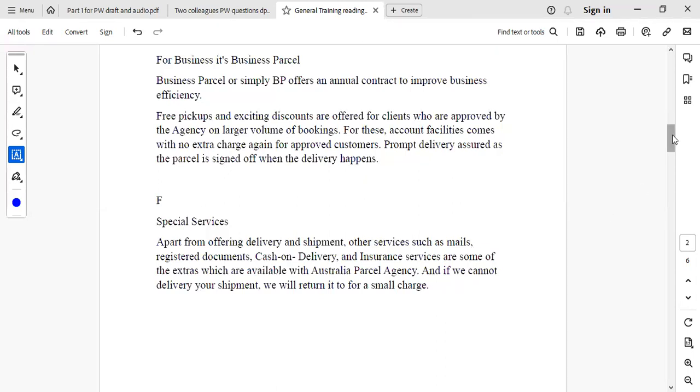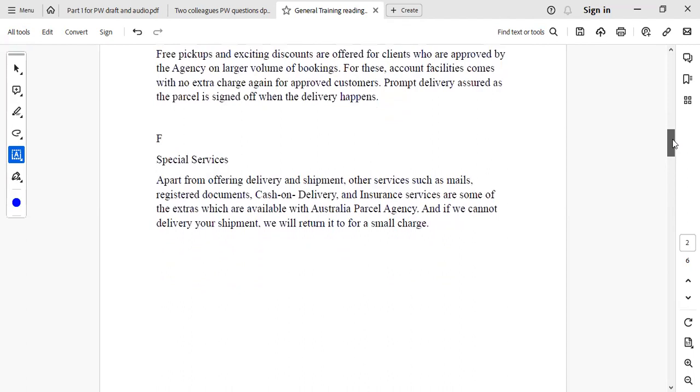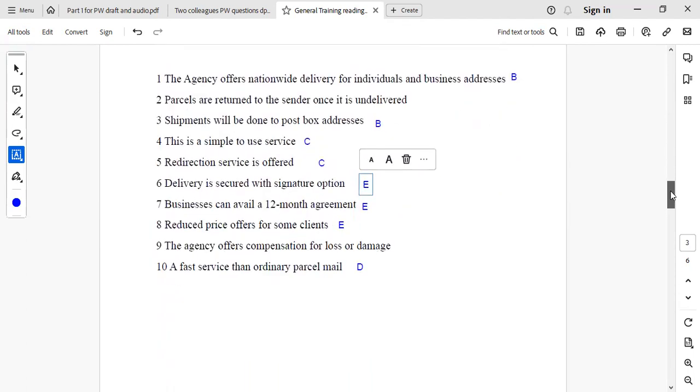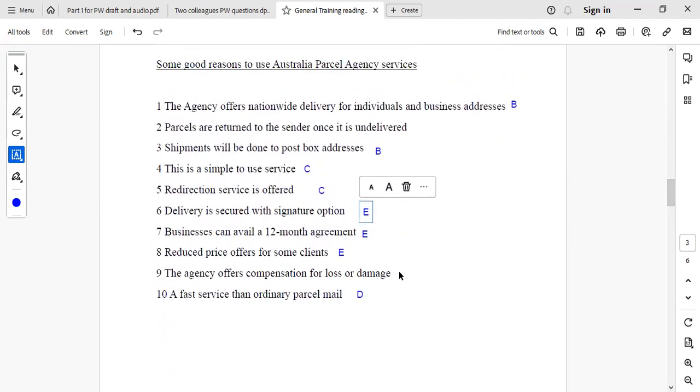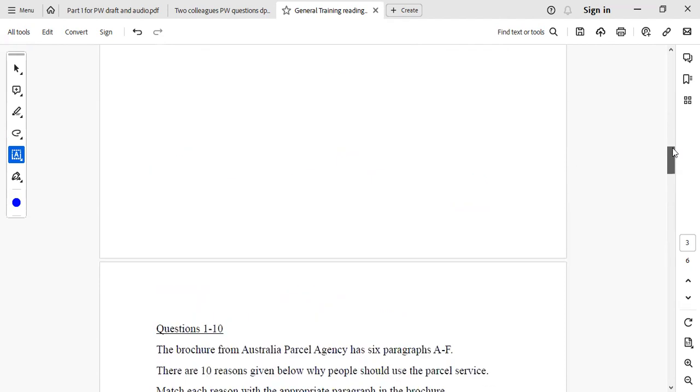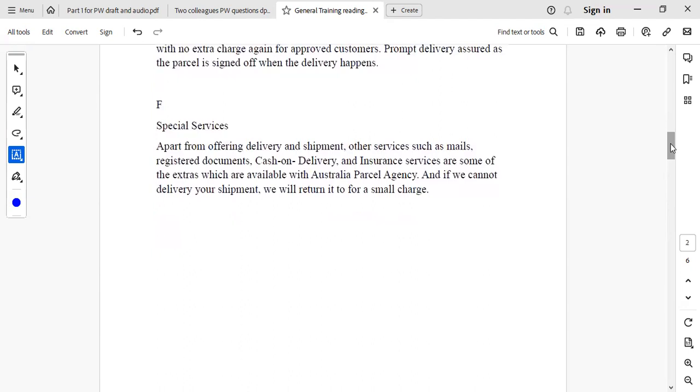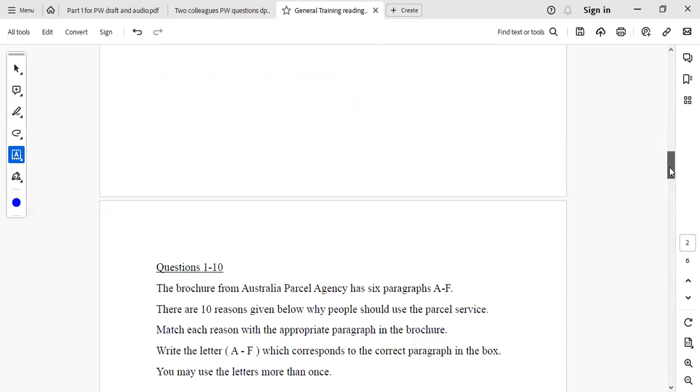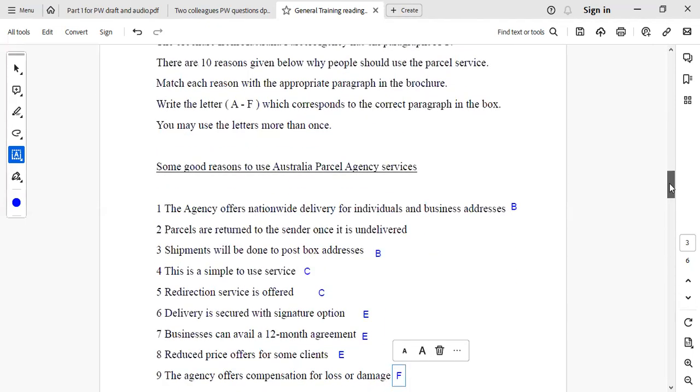Now, this is not a true, false, not given question. It's a statement. The statement's talking about insurance compensation. Obviously, the insurance does match with compensation. Go for an F here. Only one answer. Return to the center. So it has to be F. Let's see. And if we cannot deliver your shipment, we will return it for a small charge. Okay, all right. So if undelivered, it can be returned. Clear line of meaning is here. You have F.